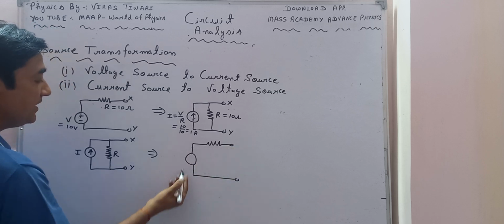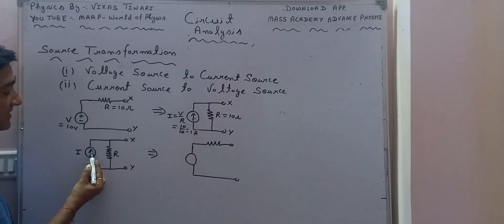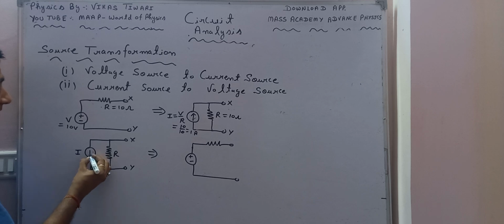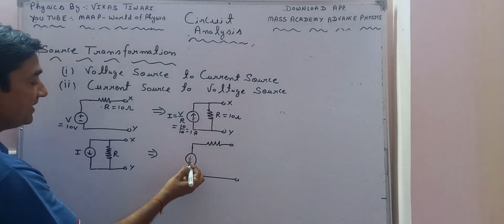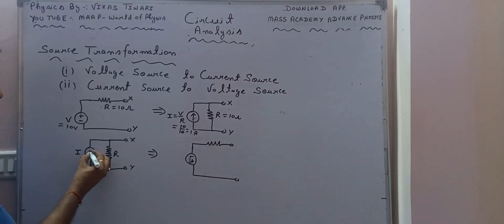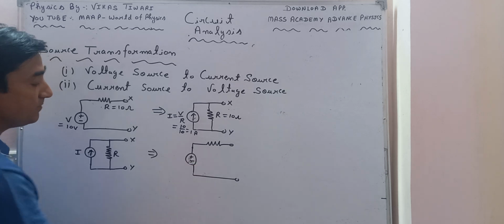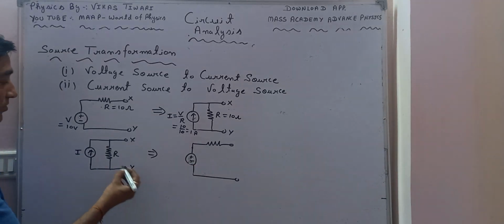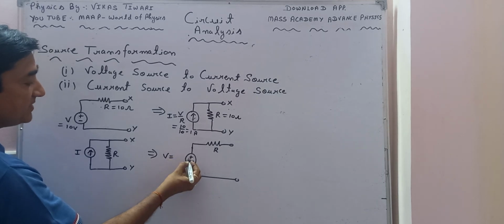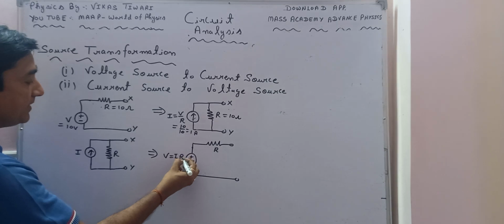Then what will be the plus and minus in this voltage source? If the arrowhead is here, I will put plus here and minus here. Similarly, if the arrowhead has this particular direction, I will put plus here and minus over here. So this is the way we can put the directions of plus and minus. The resistance has the same value. Then the magnitude of this voltage source V should be equal to I multiplied by R.